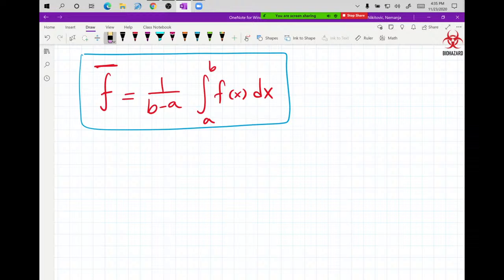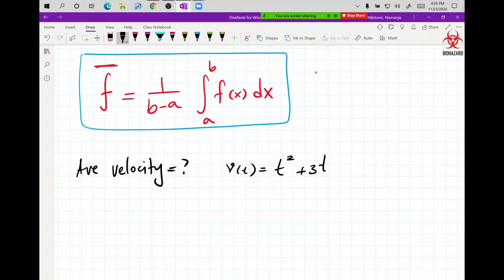Let's find a homework problem where they're asking us to find the average elevation, average velocity, average height of an arc. Here's the average height of the wave on problem 38. Let's go with the average velocity, and then we'll do the wave. Average velocity, when the velocity function v of t is given as t squared plus 3t on the interval 0 to 6.